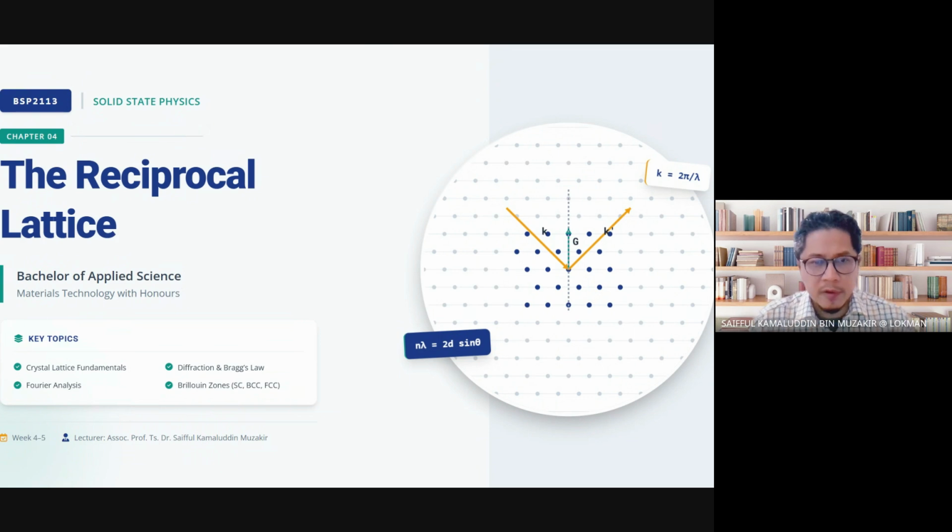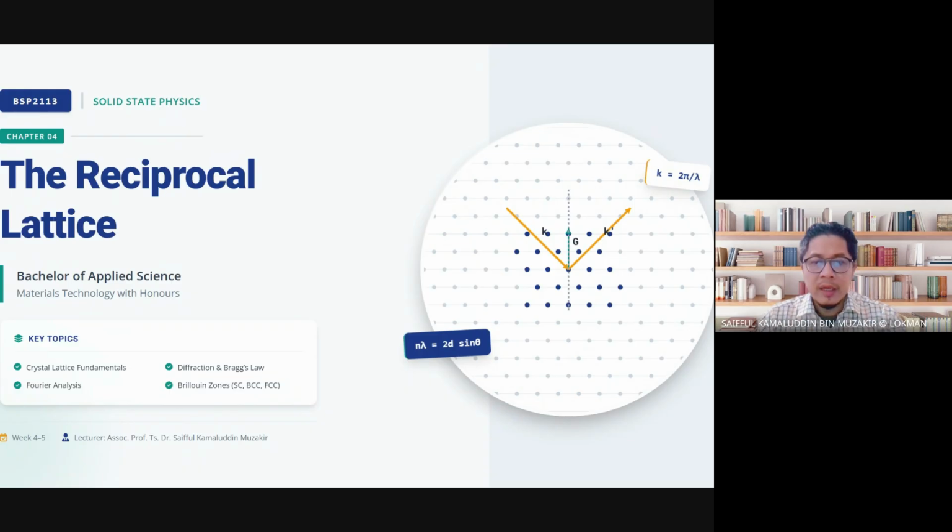It's up to you how to pronounce it. Sometimes some of my students pronounce it as brilliant. Doesn't matter. I think the most appropriate way to pronounce this is actually Brillouin. Brillouin zone. It's the name of a person. I can't remember his full name, but we call it the Brillouin zone.